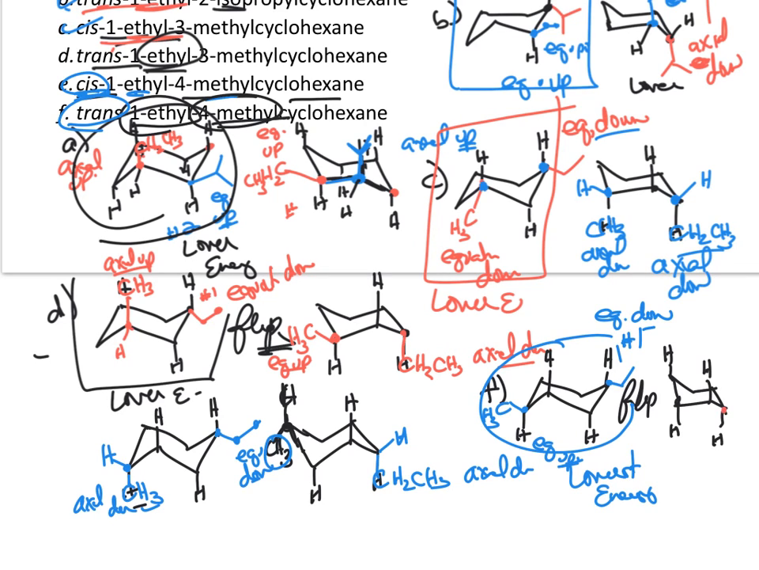And then here, what's equatorial, it's down, becomes axial down. And then you go to carbon number 4, and equatorial becomes axial. So it's equatorial up, and now it's axial up.